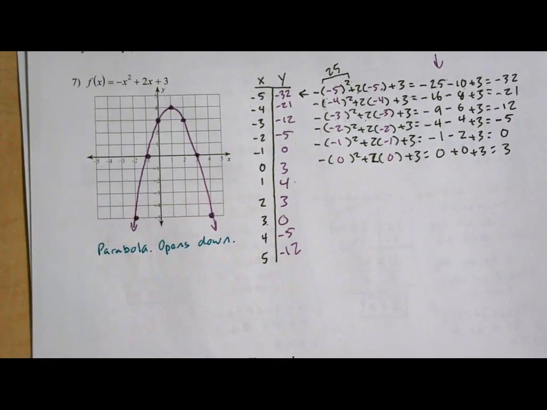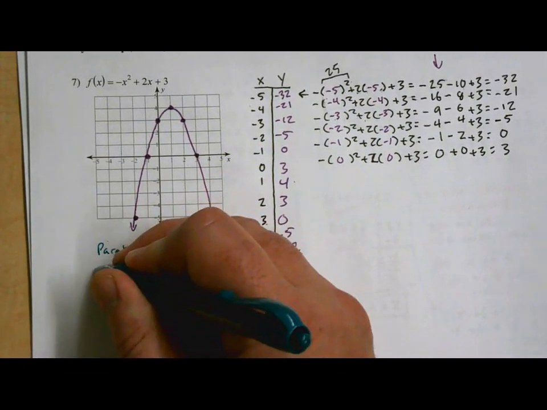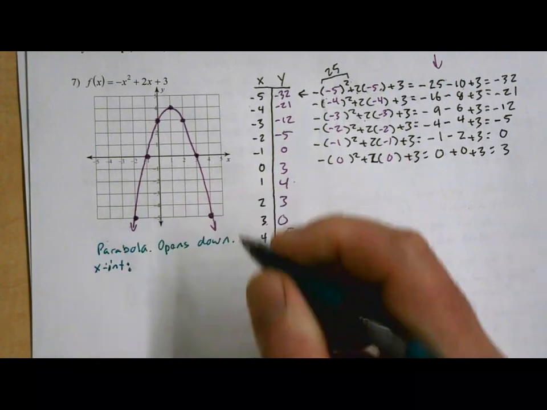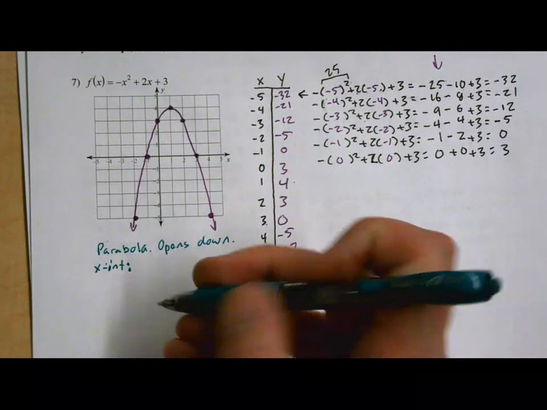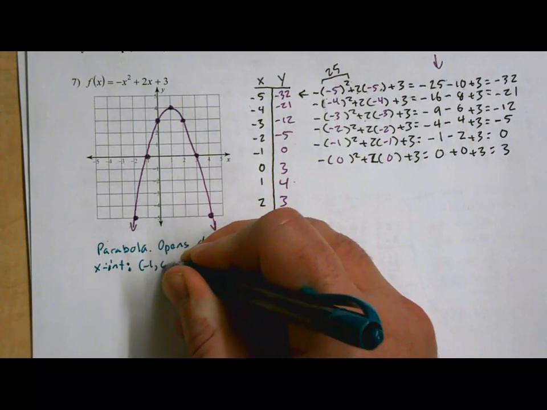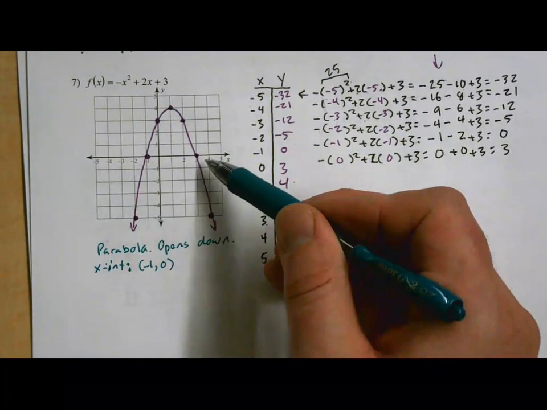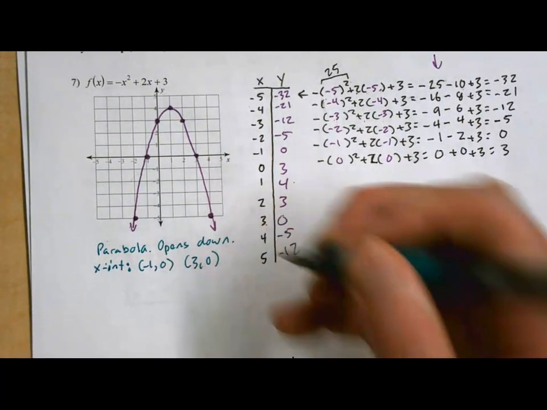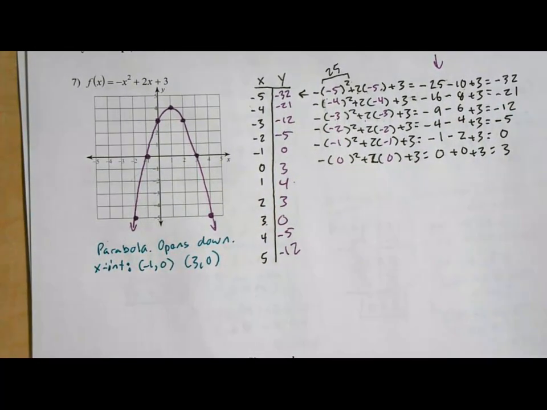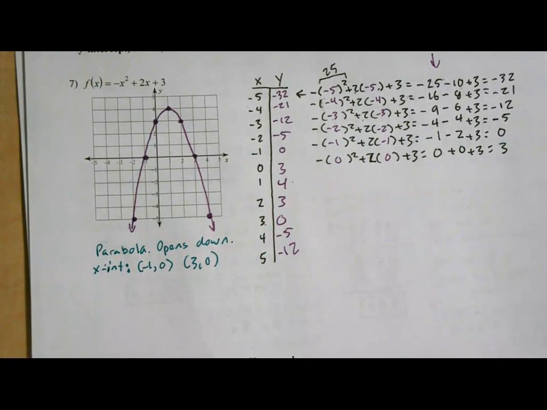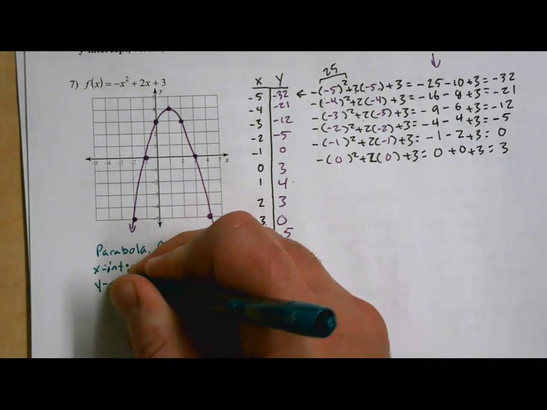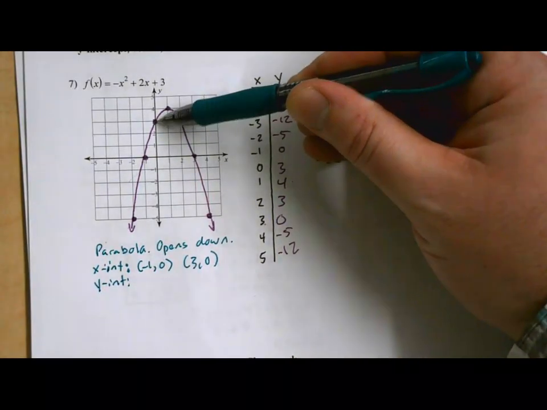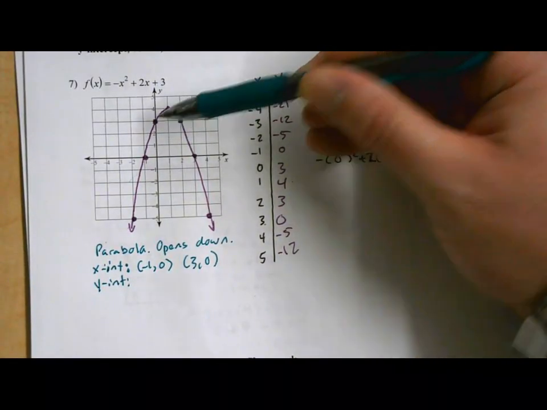I like to do my intercepts early on, so my x-intercepts. I actually have 2 of them. There's one here at negative 1 comma 0. That's this one here. And there's another one right here at 3 comma 0. So those are the places where it crosses the x-axis. Let's do our y-intercept. That's where it crosses the y-axis. It's crossing the y-axis here at 0 comma 3.